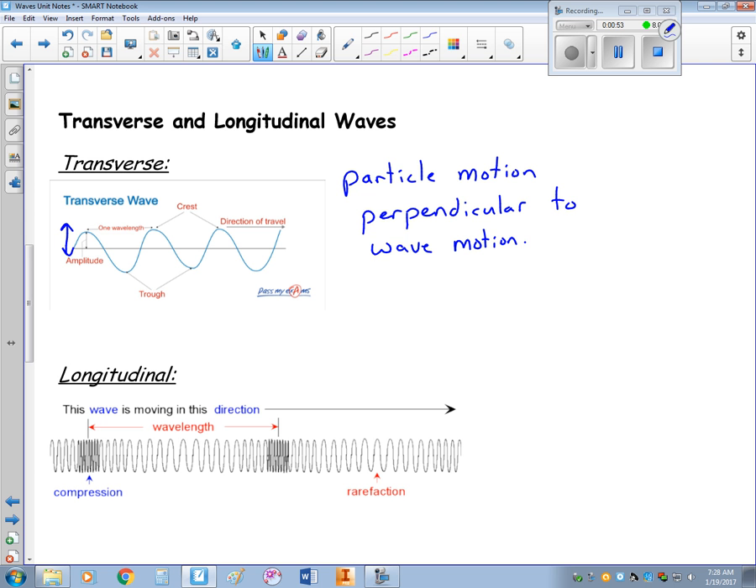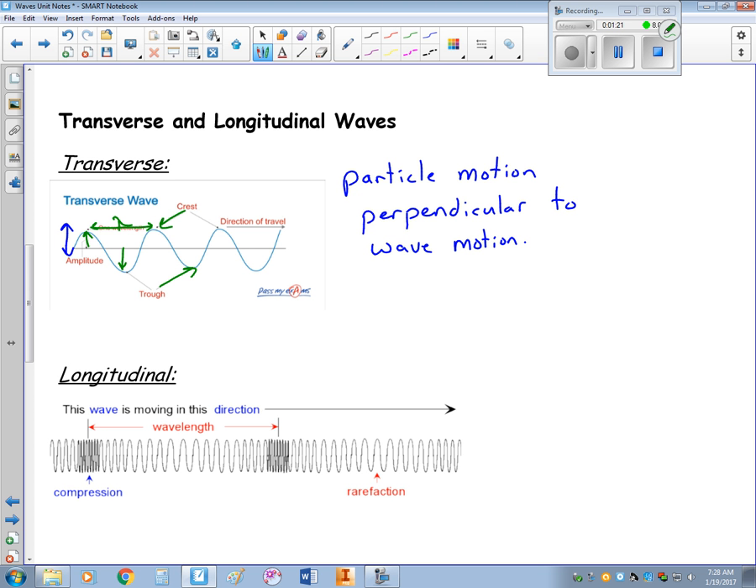Now this graphic I have here, I like it because it gives you some of the names. So for example, notice that here we have a crest, here we have the trough. The amplitude, we can have positive or negative amplitude, but the amplitude is just from the equilibrium or the zero position up to the top. And then we have our wavelength.